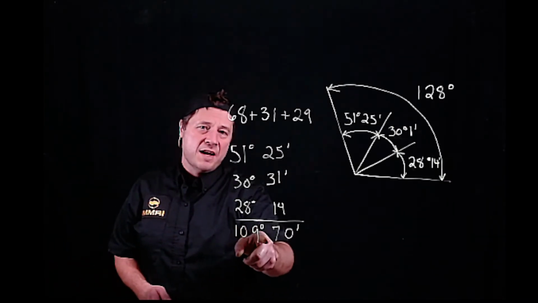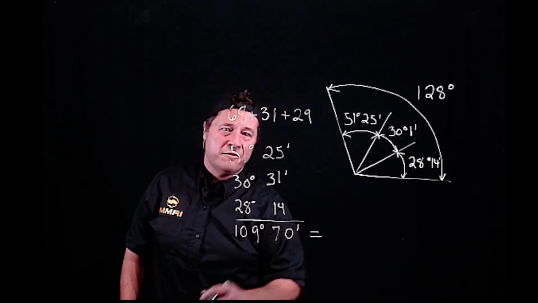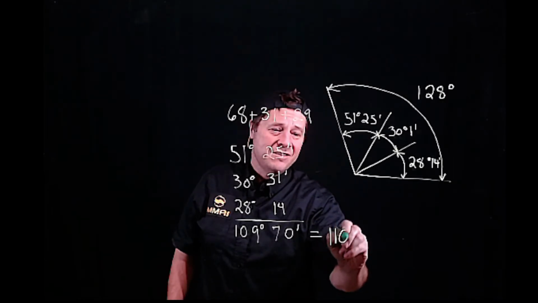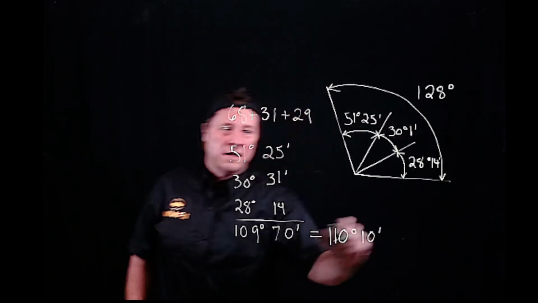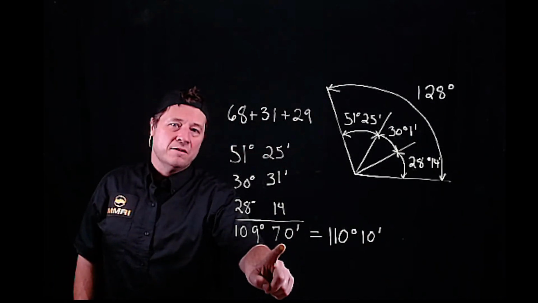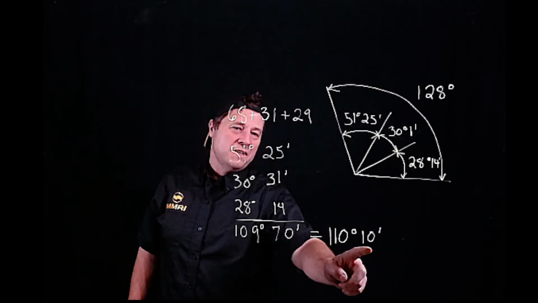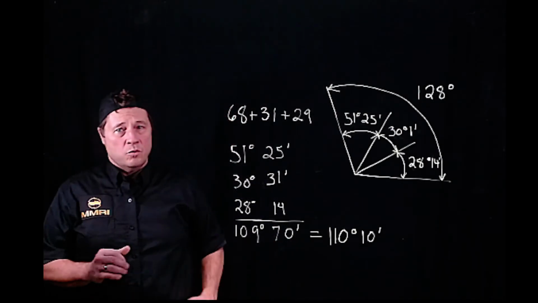So 109 degrees and 70 minutes should be simplified to say 110 degrees and 10 minutes, right? So if I take 60 away from here, I add 1 to here. So if I take 60 from 70, I get 10. I add 1 to 109, I get 110. So we need to remember that.